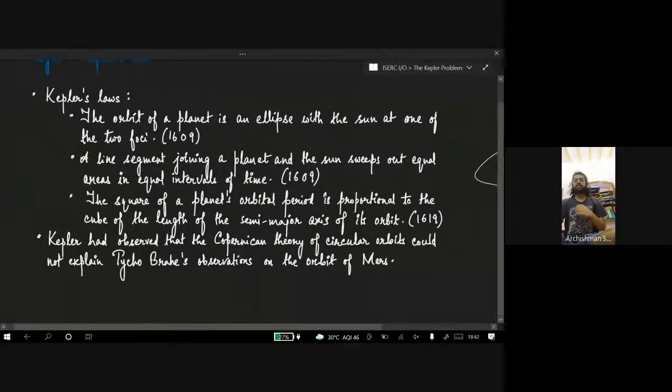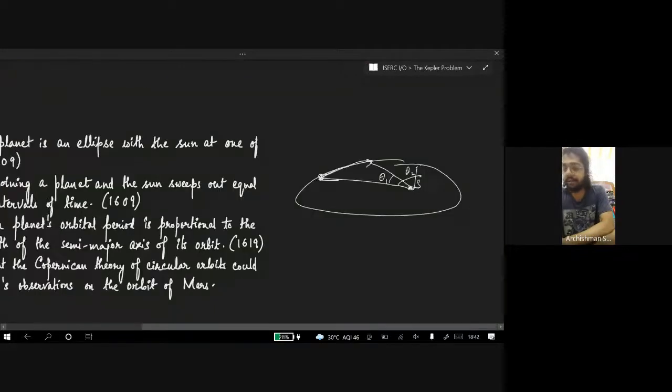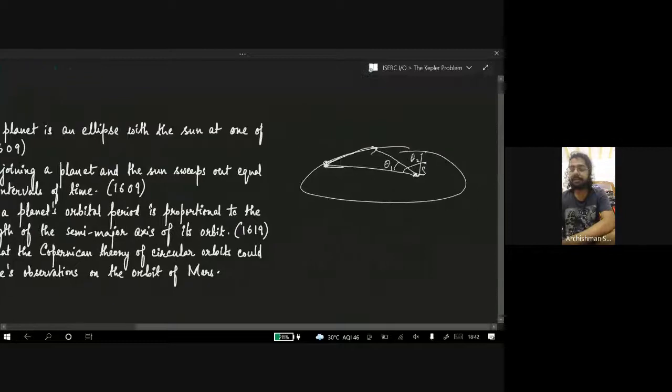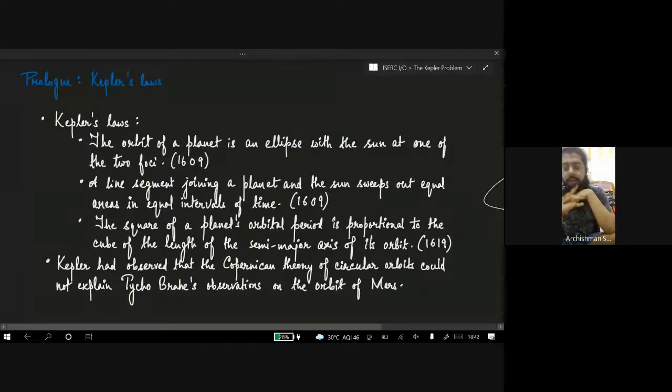And the third law says that the square of a planet's orbital period is proportional to the cube of the length of the semi-major axis of its orbit. Again, if you're familiar with an ellipse, you should know what the semi-major axis is. By orbital period we mean the time taken for a planet to complete one rotation. What's important is that the first law and the second law were both published by Kepler in 1609, while the third law was published in 1619.